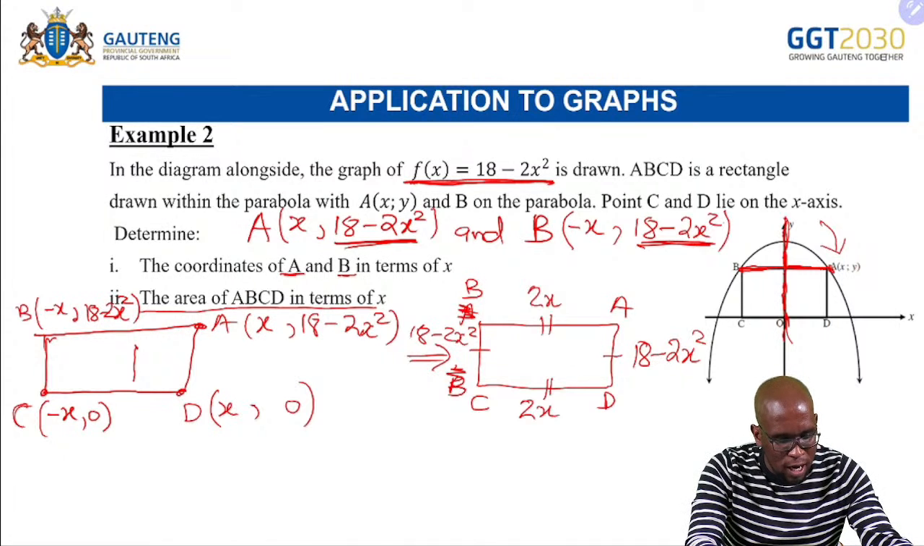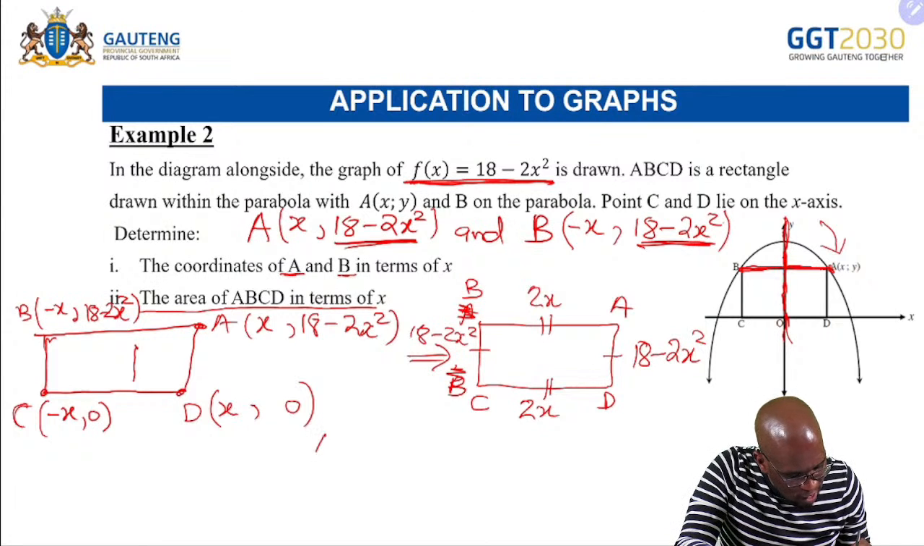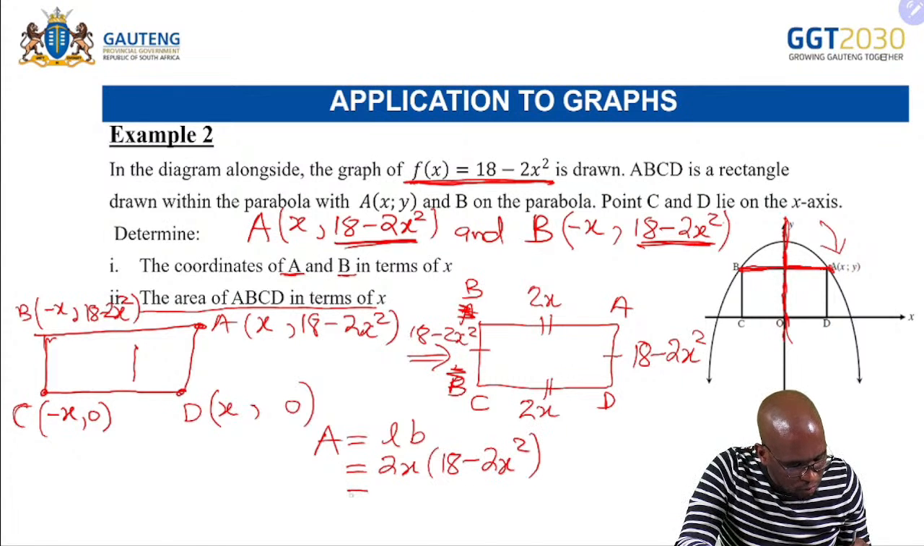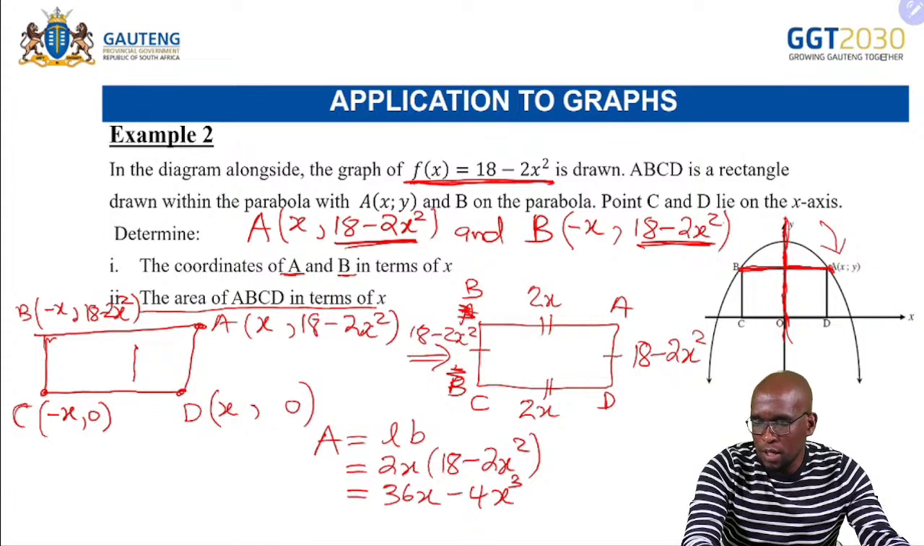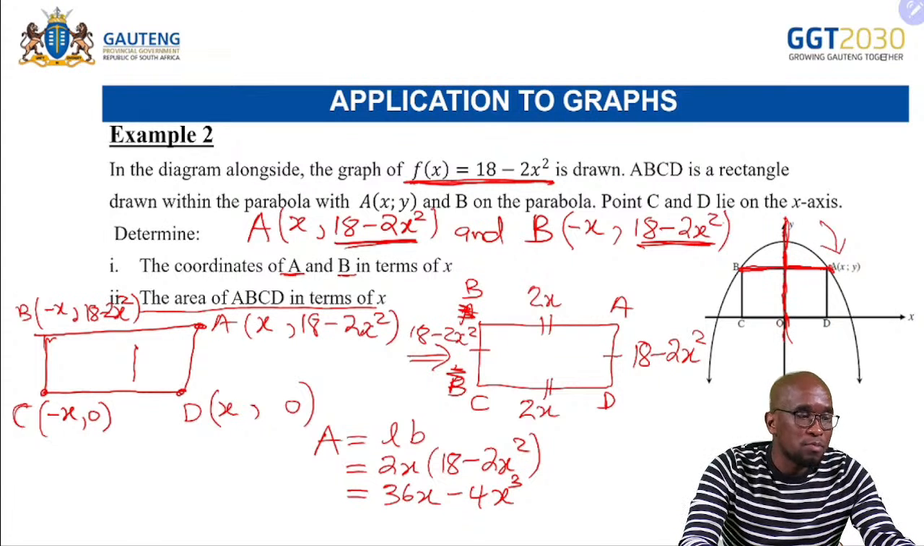We then want to work out the area of that rectangle in terms of x. So area would obviously be length multiplied by breadth. We have 2x multiplied by 18 minus 2x squared. So this should be 36x minus 4x cubed. That would be the area of ABCD in terms of x. Right, moving right along.